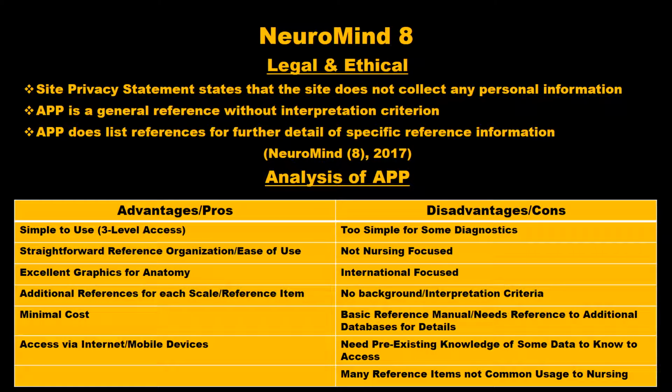As for the legal and ethical issues of this application, the app's privacy statement explicitly states that NeuroMind 8 does not collect personal information for any purpose. Of course, there is the liability issue associated with users employing the information from any app in their respective practice. Since this app is not an interactive decision assistance or calculating app, there does not seem to be any potential liability for using this app except that which would exist when using a standard hard copy reference text.